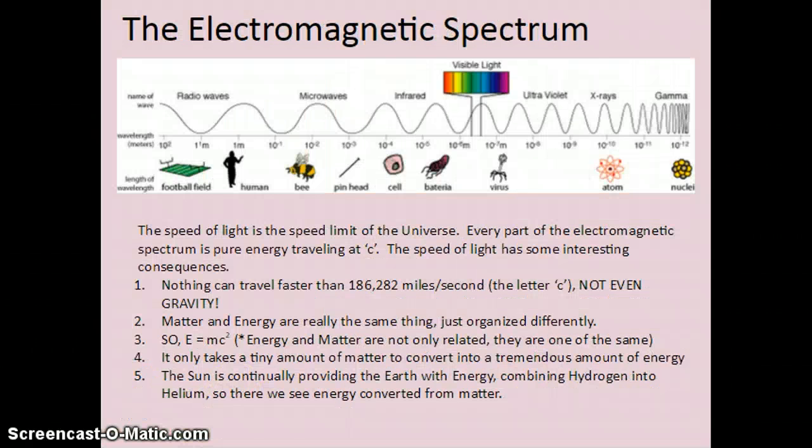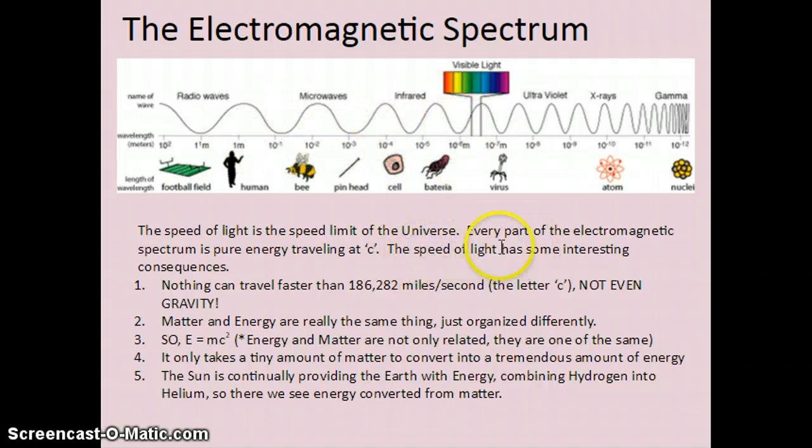So that light that we're referring to is located on the electromagnetic spectrum. Now here's my gamma, my X-rays, my UV. These are the high frequency, high energy, short wavelength, right, even into visible light. And then I have my infrared, IR, microwave, and radio waves, which are my larger wavelength or long wave parts of the electromagnetic spectrum here. The speed of light is the speed limit of the universe. And every part of the electromagnetic spectrum, everything up here, is pure energy traveling at the speed of light.